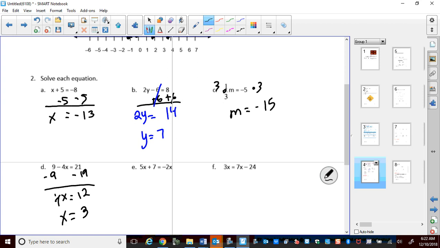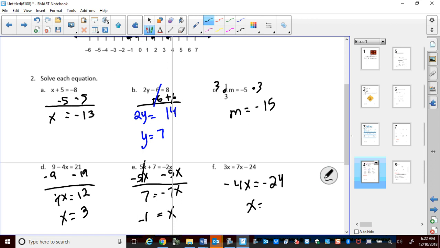Next one, we're going to move the 5x's, because remember we want to separate number terms from variable terms with coefficients. We get 7 equals negative 7x's, or x equals negative 1. The last one, we're going to have negative 4x equals negative 24, or x equals 6.